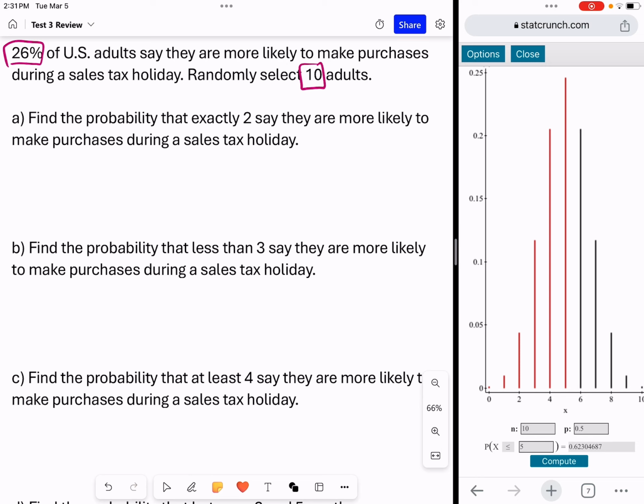So the first thing, there are some questions, there's 4 or 6 questions on the paper portion where you'll have something like exactly 2, less than 3, at least 4, between these two numbers, at most some value. So you need to make sure that you can write those. So in this case, exactly 2 would be the probability that x equals 2.